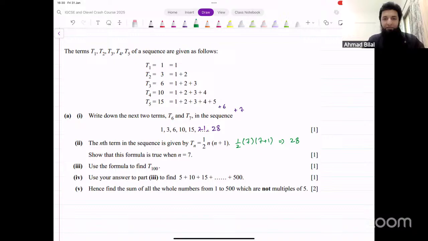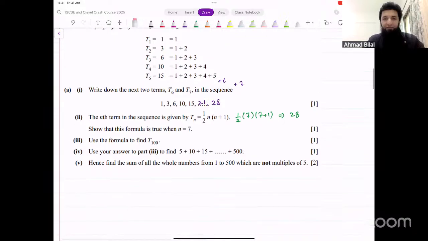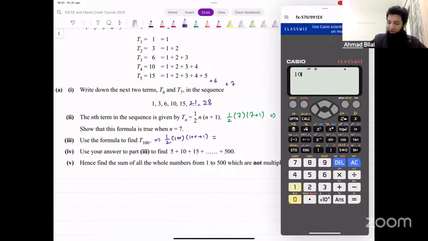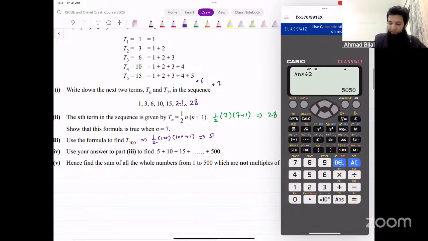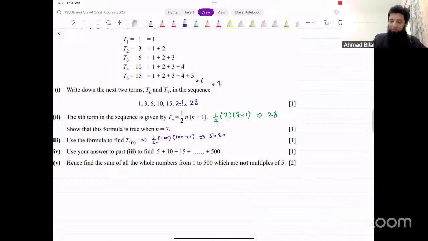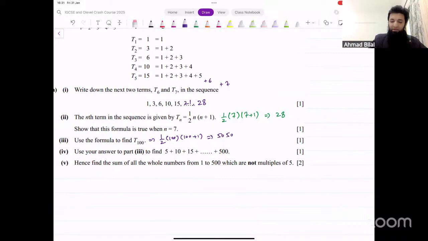Okay, so that was the second part. Now it says use the formula to find T100. Again, you've got the formula there already. All you have to do is put n equal to 100 there, right? So it's Tn. In place of n, you put 100 and you'll get the result. Let's try that. Half into 100 into 100 plus 1. That should give you the result: 100 times 101, divided by 2. And that is giving me 5050. That's the result that we get for the 100th term.